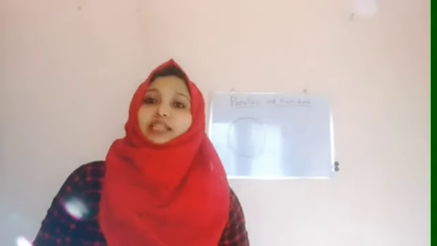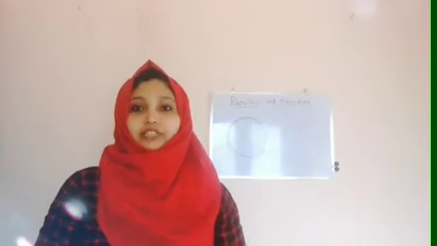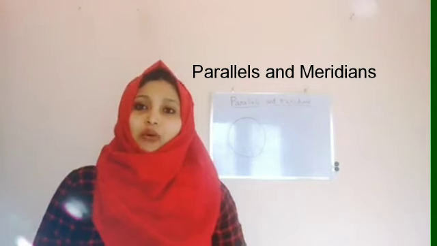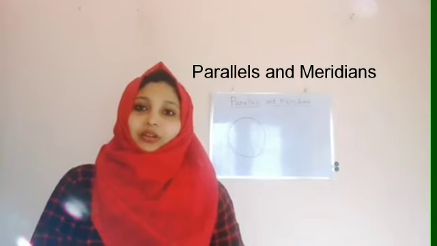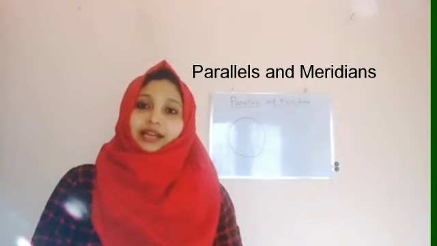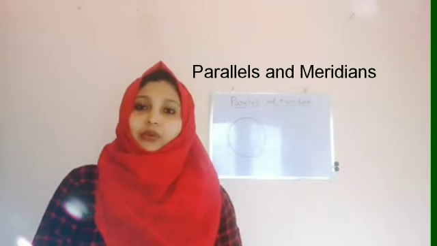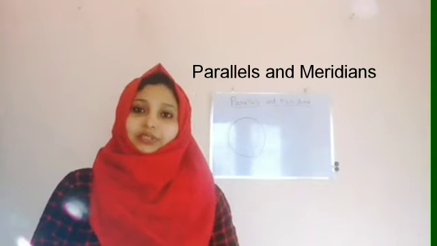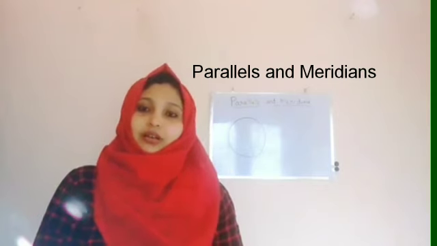Okay. Today we are in the class of 5th standard and we are moving to our second chapter, parallels and meridians. As we all know, our earth is in the spherical shape, right? And we just studied about the globe also. A globe is a real and accurate model of earth. Isn't it?